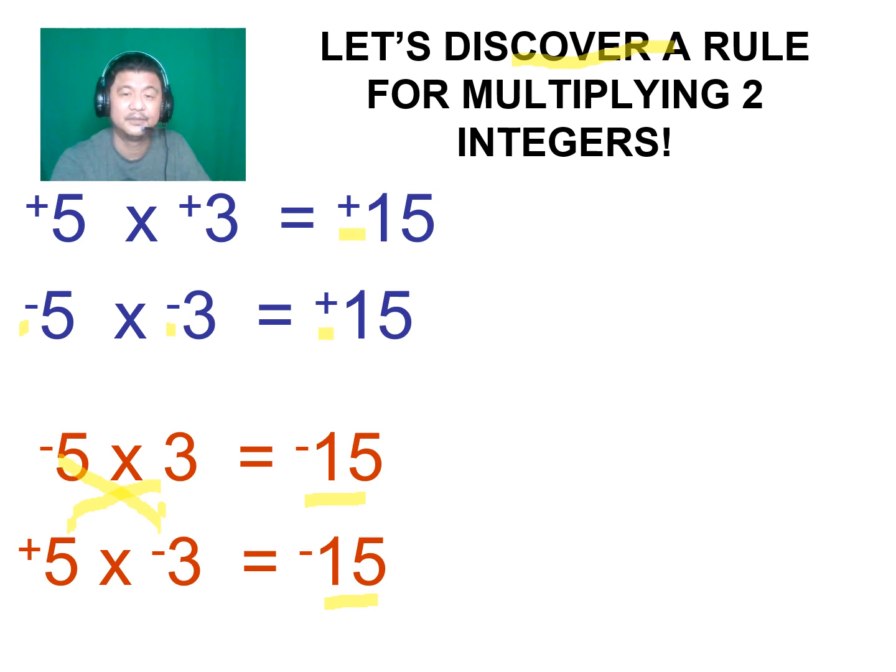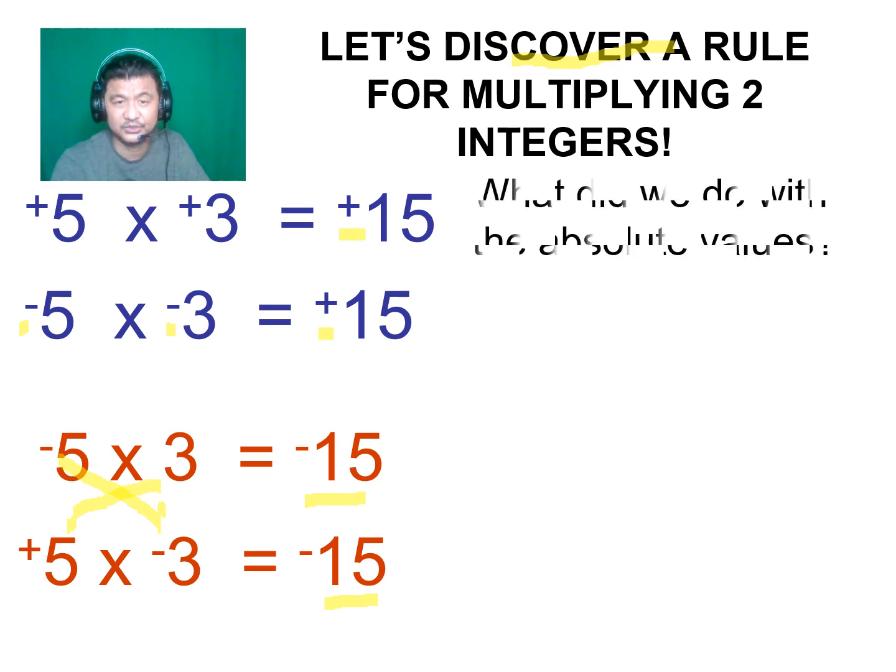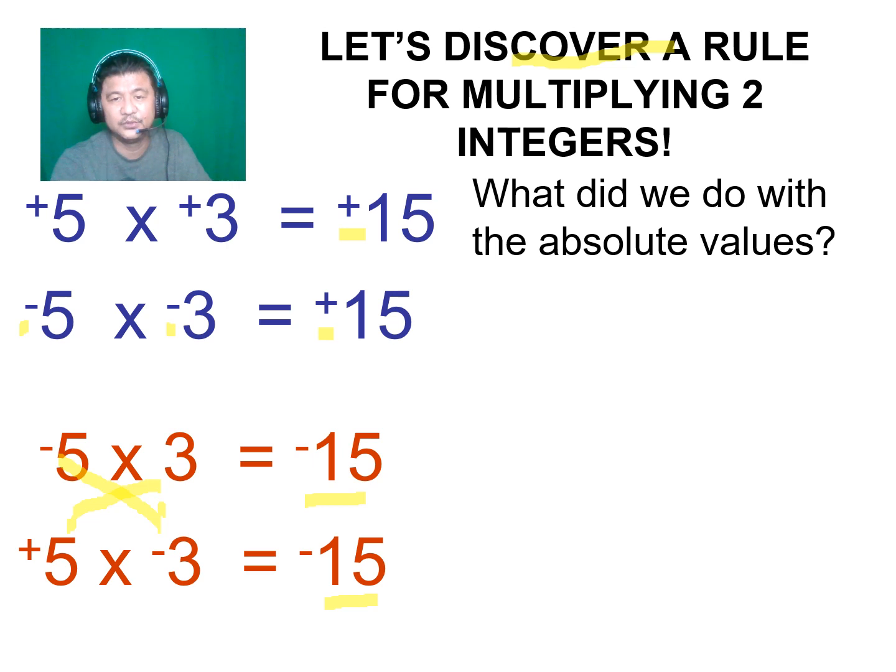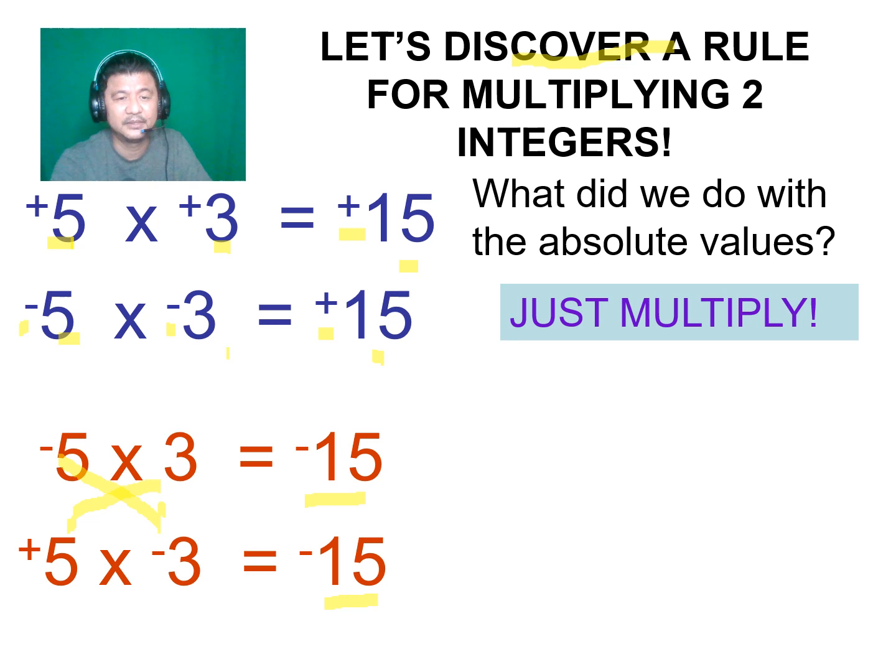So now, let's make some conclusions. Let's look at the first examples, the examples in blue. What did we do with the absolute values, with the numbers themselves? The 5 and the 3 becomes a 15. Okay, just multiply them, right? But look, everything is a 15, 15, 15. The problem is identifying the sign. Will it be a negative? Will it be a positive?